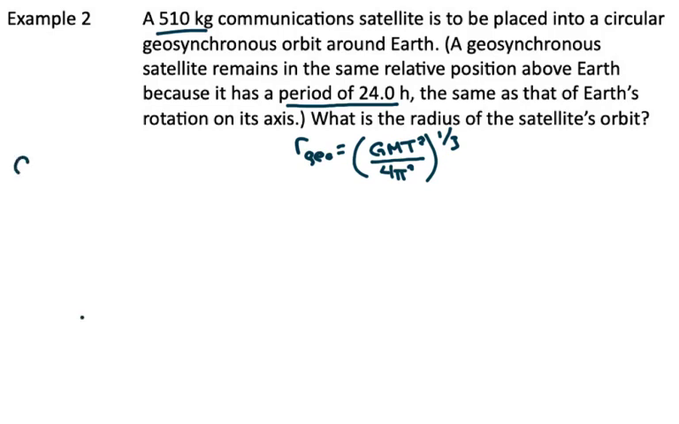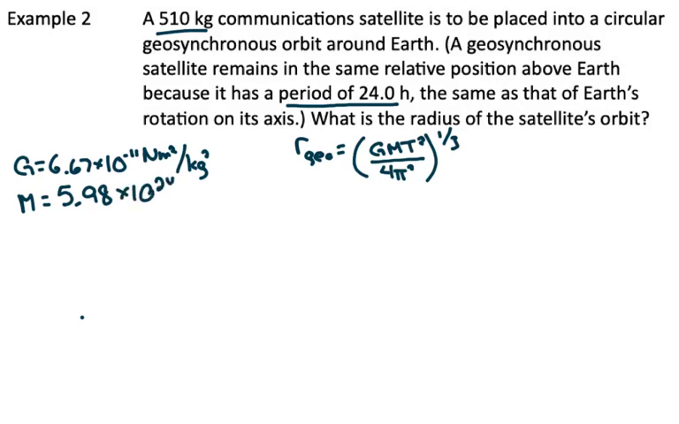So to use this equation, we need to know G, which we can look up as always, 6.67 times 10 to the minus 11 Newton meter squared per kilogram squared. The mass that matters in this equation is the mass of the planet being orbited, so that's Earth. Looking that up, 5.98 times 10 to the 24th kilograms. T is the period of rotation of the satellite, which should be 24 hours.